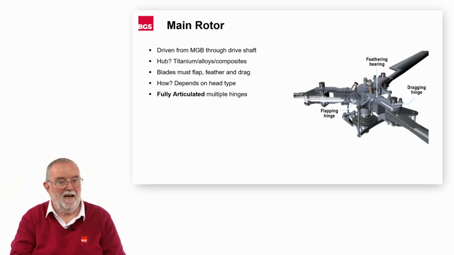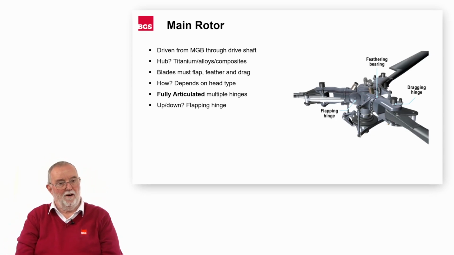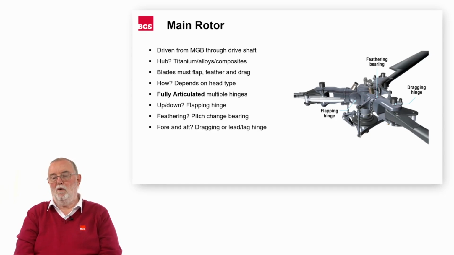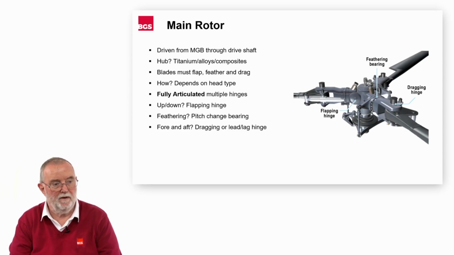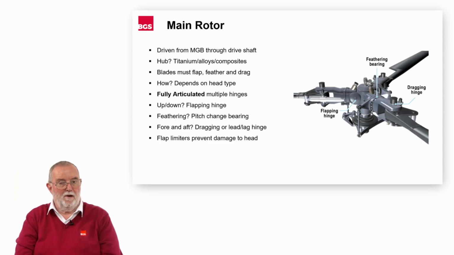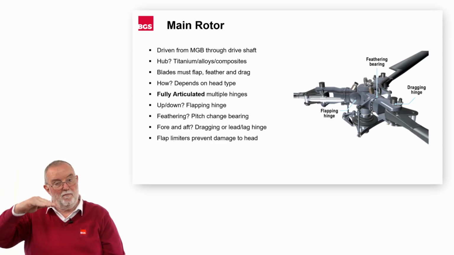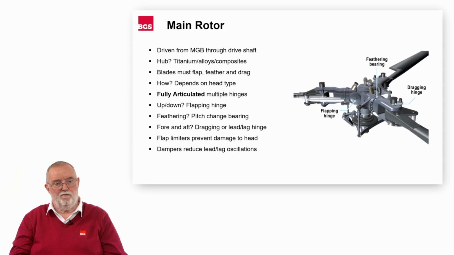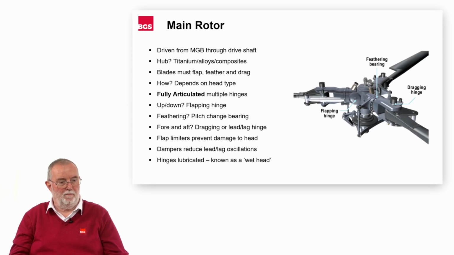Okay, so lead lag or dragging. So up and down on a flapping hinge, feathering through the pitch change bearing, fore and aft through dragging or the lead lag hinge. Straightforward. Flap limiters are there to prevent damage to the head. Flap limiters are there normally to prevent too much upward flapping and too much downward flapping. So that's flap limiters on the head itself. The dampers that I've indicated reduce oscillations caused by lead lag. Now, these hinges are all lubricated by that drip feed I pointed out. So it's known as a wet head.